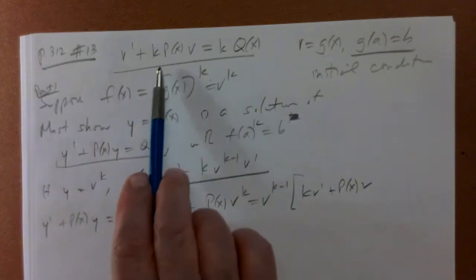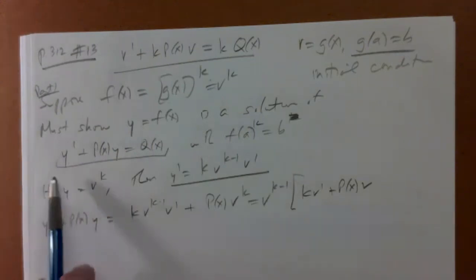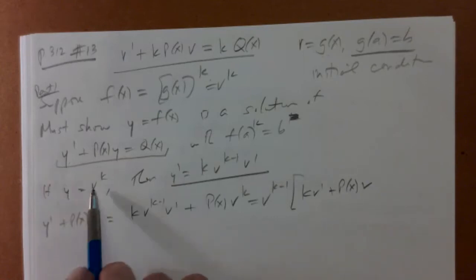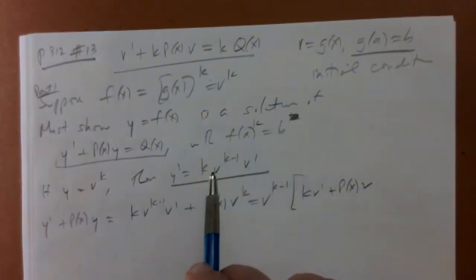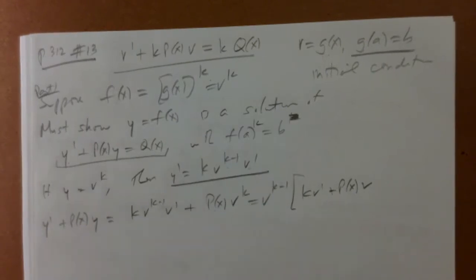Let's see. V is the solution of this differential equation. We let y be equal to v to the k. So dy dx is k v to the k minus 1 v prime. So let's see. So y prime plus p of x y is k v to the k minus 1 v prime plus p of x times v to the k. There's something here that doesn't look right to me.